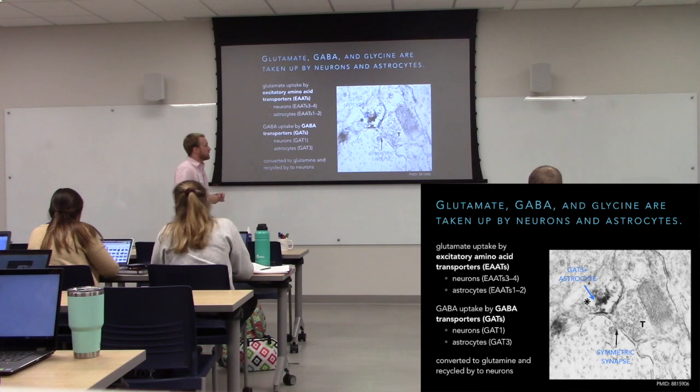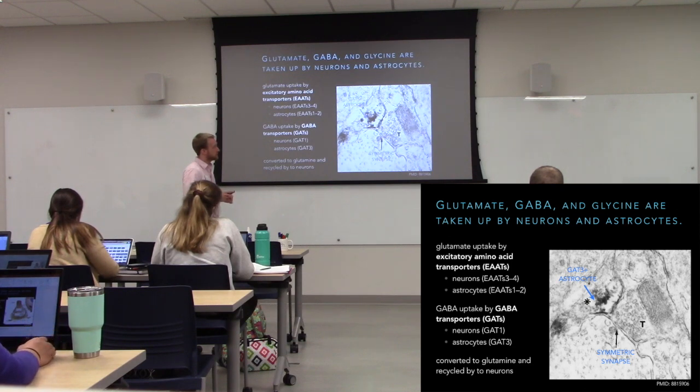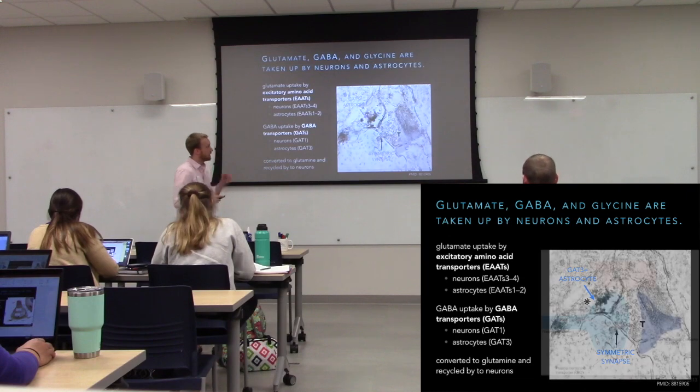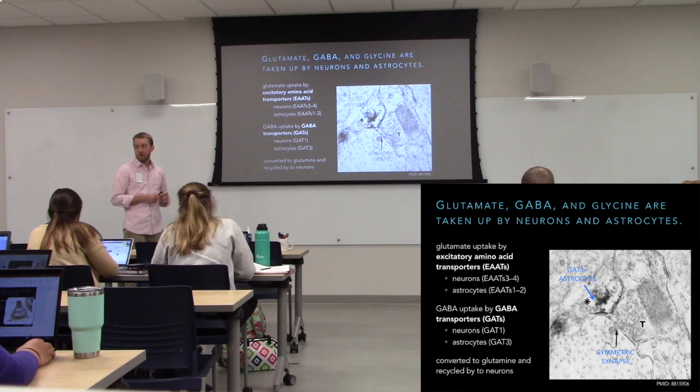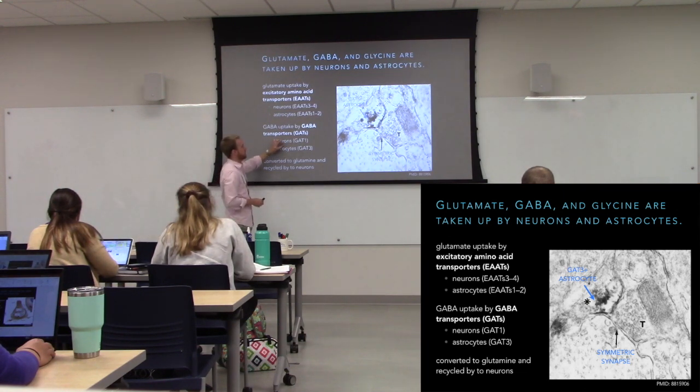Here's an immunostain for the GABA transporter. Here's our synapse. We can tell this is the presynaptic site from all those vesicles. Here's our postsynaptic site. And then here's a perisynaptic extension from an astrocyte. And all the dark spots here, that's showing you where the antibody stuck. So this GABA transporter is specific for astrocytes rather than neurons. So they have their own transporters, but they all do the same thing.